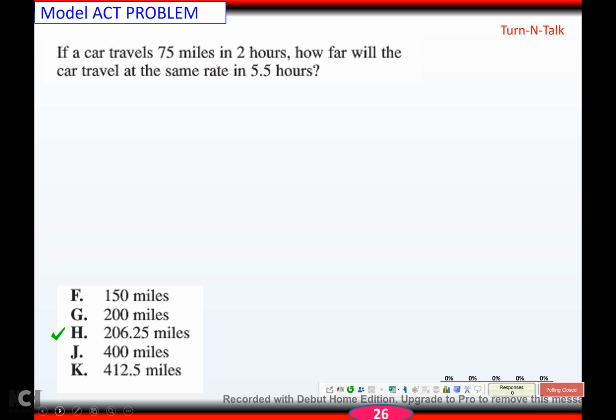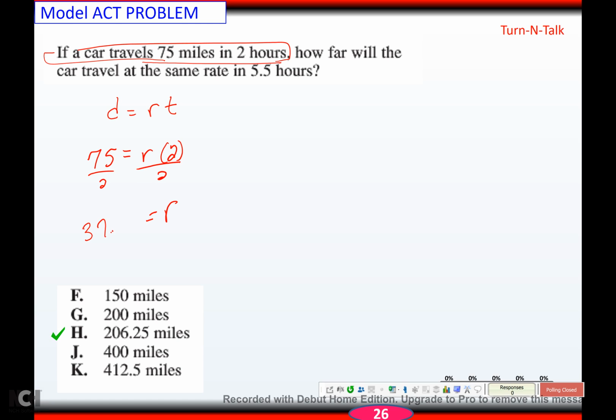Alright, if a car travels 75 miles in 2 hours, how far will the car travel at the same rate in 5.5 hours? Well, first of all, I've got to figure out the rate for the 2 hours. Again, distance equals rate times time. So 75 miles was its distance. It took 2 hours, and I don't know the rate. So to figure out the rate for this traveling time, divide by 2, and I get the rate is 37.5 miles per hour.